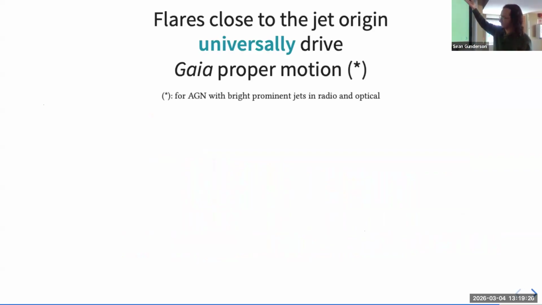So the qualitative outcome is that flares close to the jet origin basically universally drive back-and-forth proper motion. This is where flares happen for sources in the sample. And of course the caveat is what the sample is.